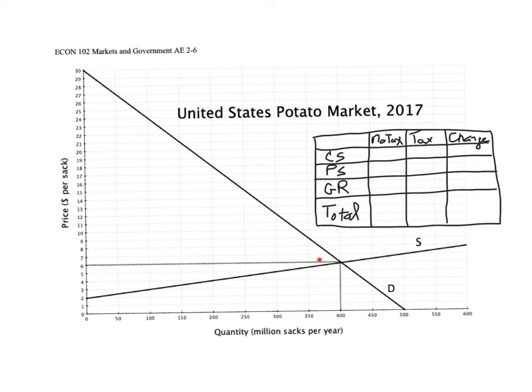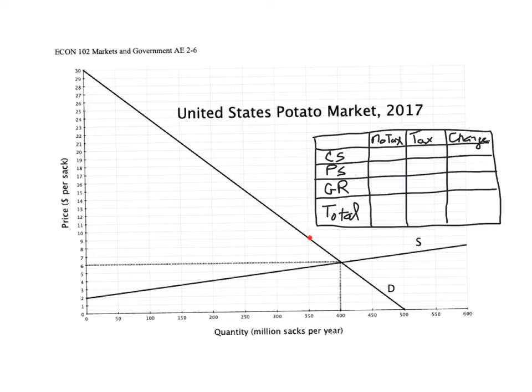So notice that at a quantity like 380 million, the price paid by buyers is $8. The price received by sellers is $5.75-ish, something like that. That's too high of a quantity. That vertical distance is smaller than $3.50. Likewise, if we looked at a possible quantity like 300 million sacks, buyers are paying $13 per sack, sellers are receiving $5 per sack. That's an $8 gap, and that's way bigger than what we have here.